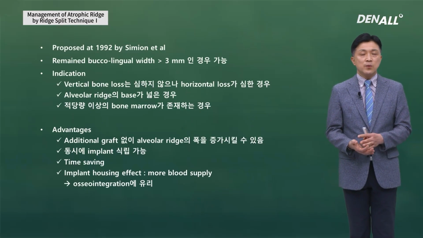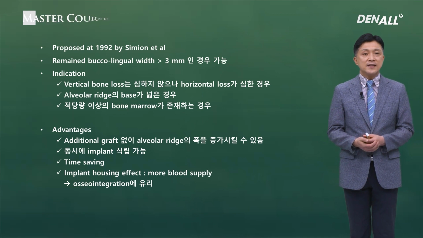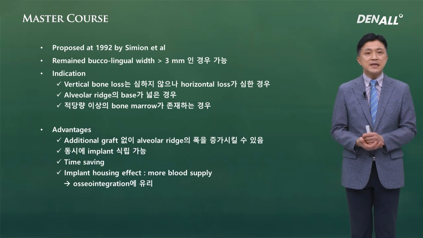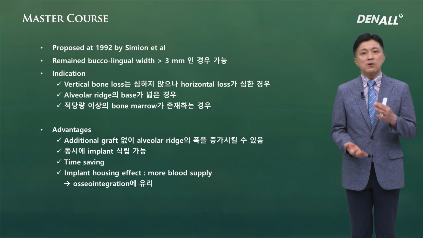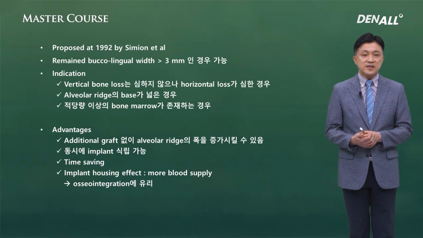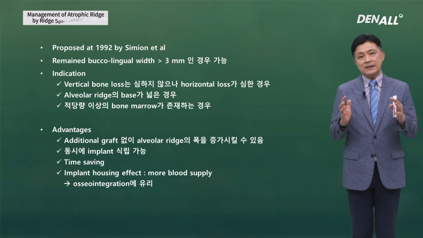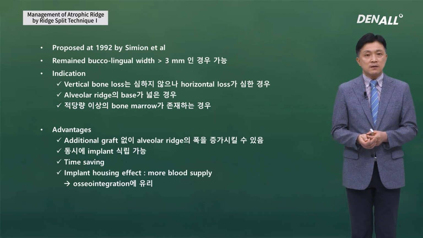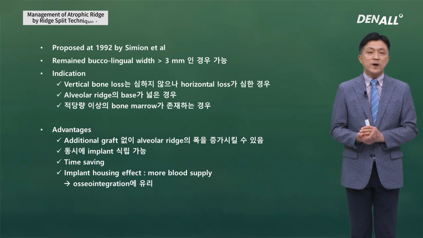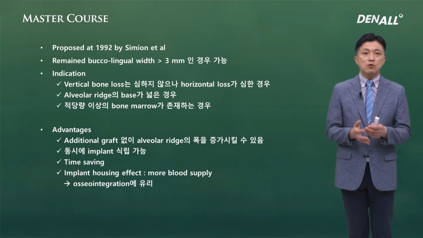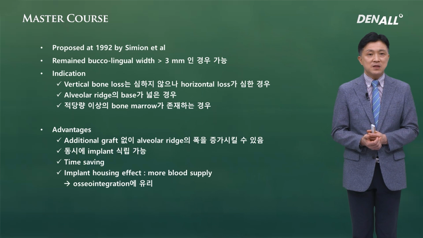Ridge split osteotomy was first introduced by Simion in 1992. The remaining buccolingual width needs to be over 3 millimeter. Let's look at the indication. When there's severe horizontal loss, but not that severe vertical bone loss. Also, there needs to be a wide alveolar ridge base. You should not use it if the base is narrow. This is also a very important indication: there needs to be a sufficient amount of bone marrow. If there's too much cortical bone, it's not fit.